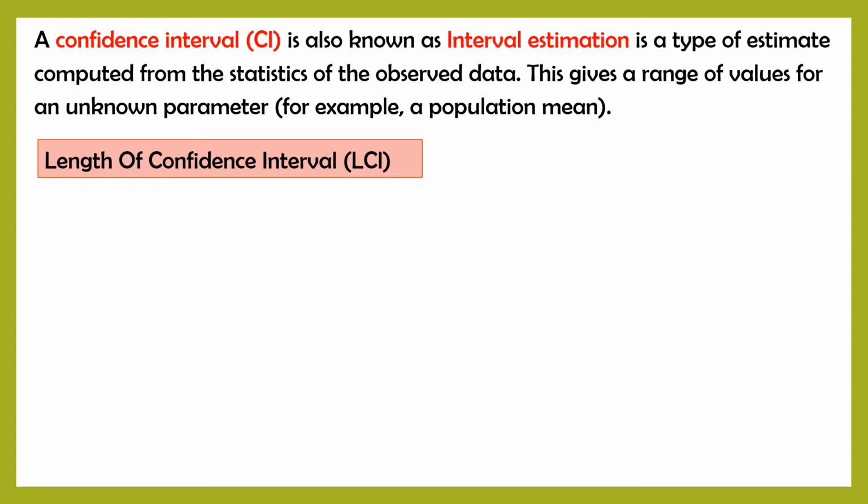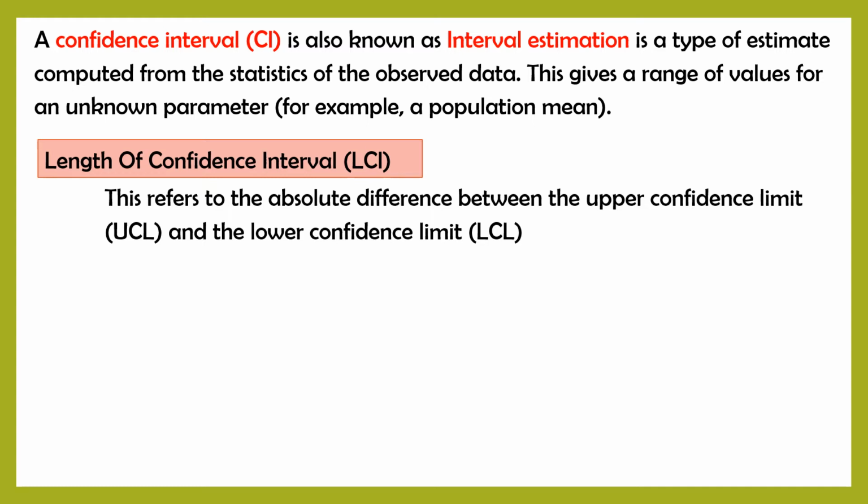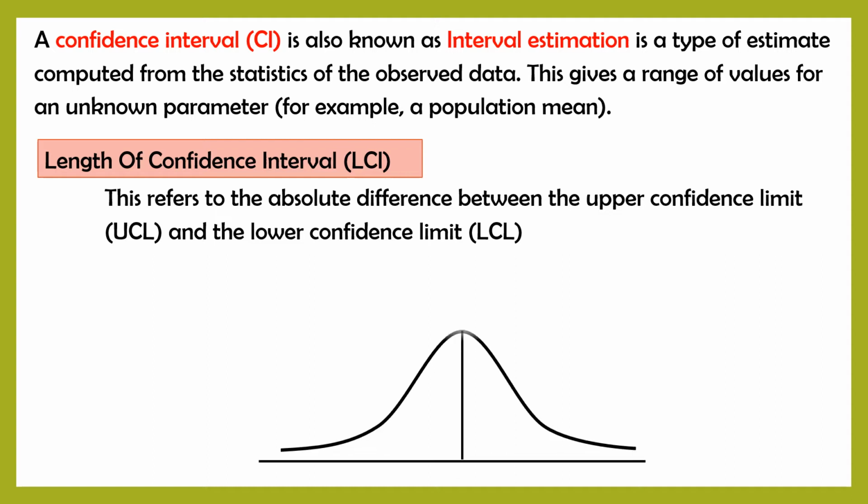The length of confidence interval or LCI as the acronym. This refers to the absolute difference between the upper confidence limit, the acronym is UCL, and the lower confidence limit, the acronym is LCL. So I'm going to show you the normal curve and then the length of confidence interval.